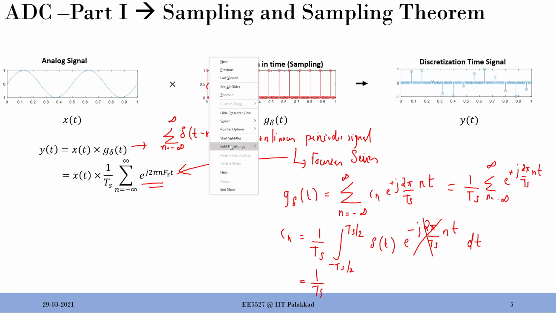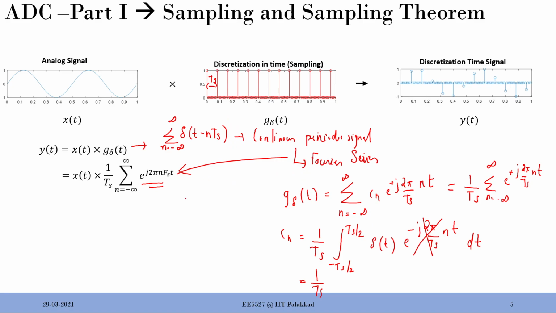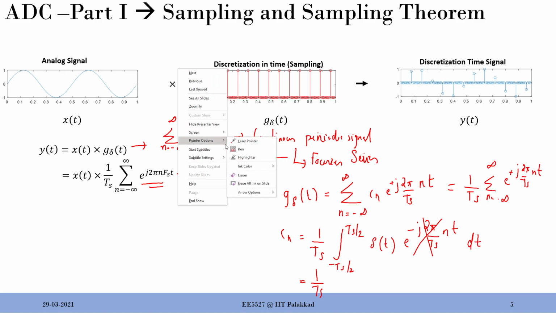So let me now erase all of this. I hope it's clear, so there is no problem. Just pause and see whether I'm doing anything wrong. No, it's fine. So we just erase everything.